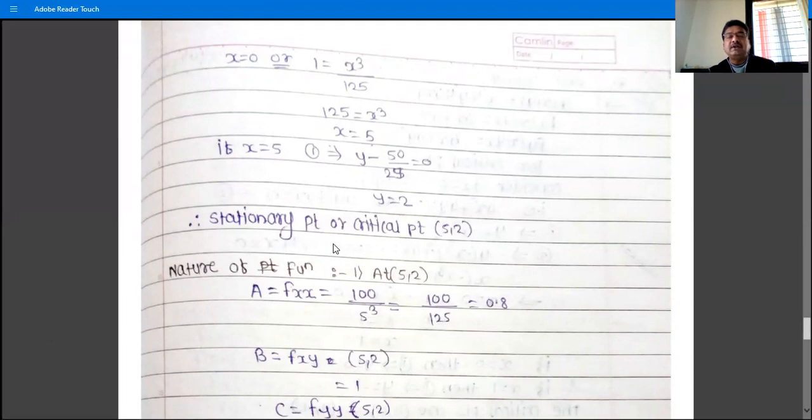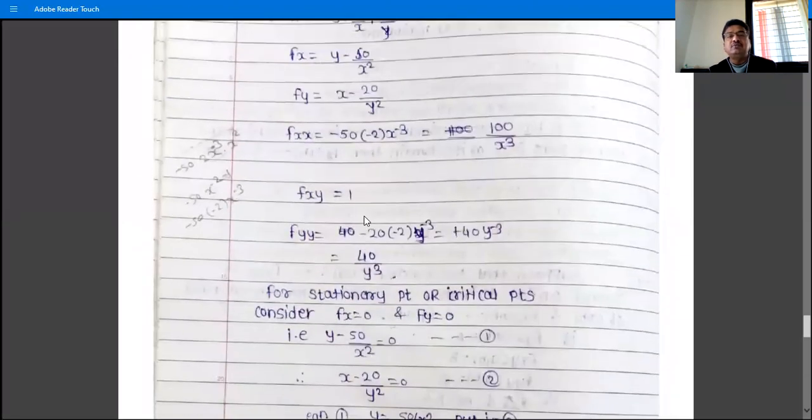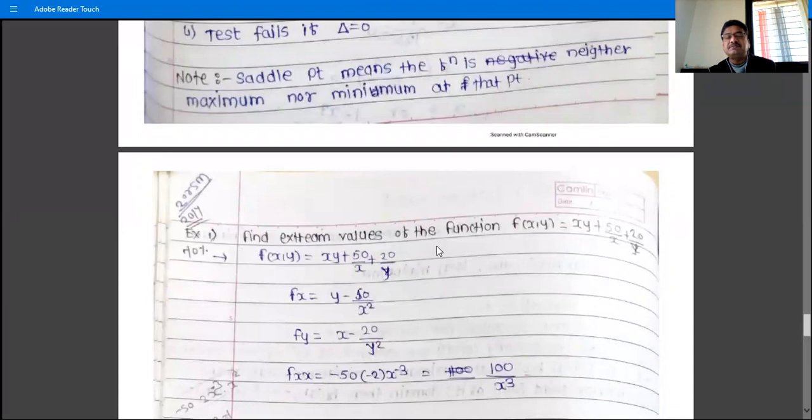So (5, 2) is the only stationary point or critical point. This point is called a critical point or stationary point. So there is a question for 2 marks, that instead of asking to find the extreme value, the question is: find the critical points, or find the stationary points of the function.